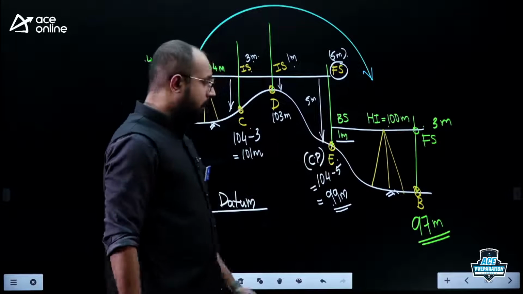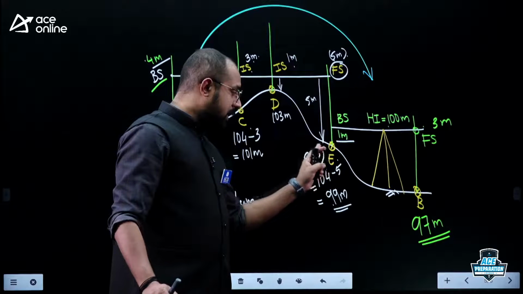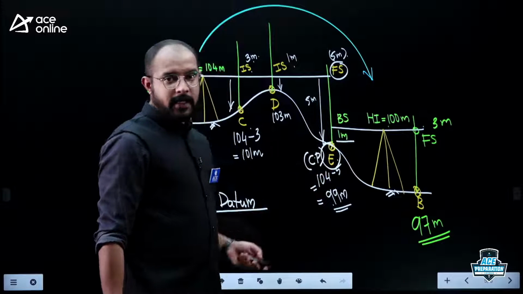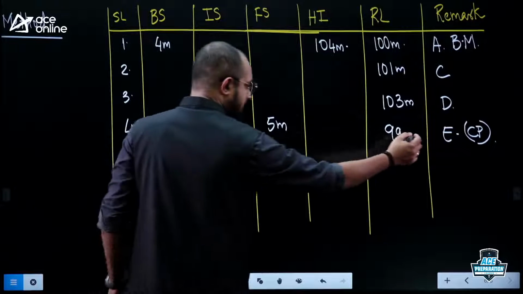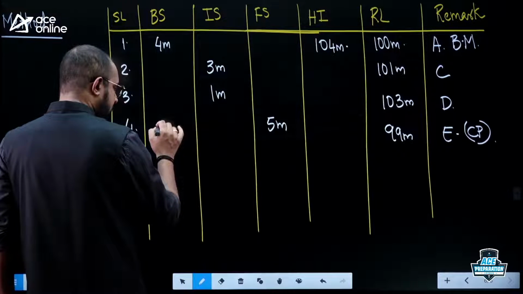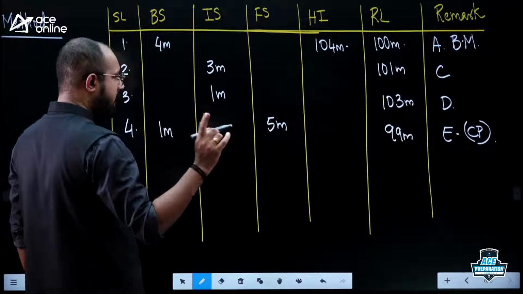The staff reading is 1 meter. Upon the same change point E, I am getting a staff reading of 1 meter. What did I tell you?